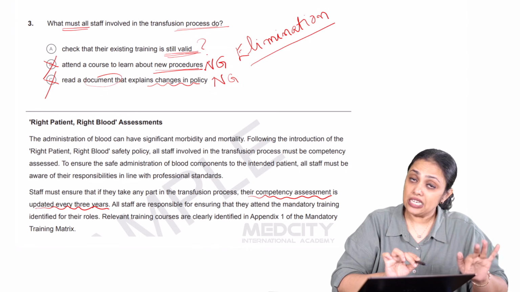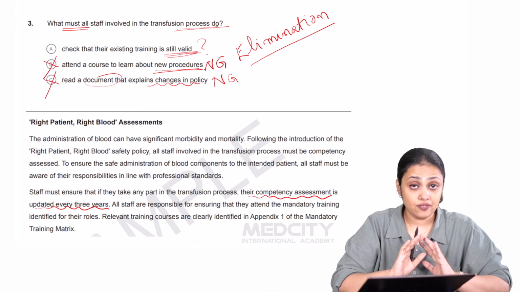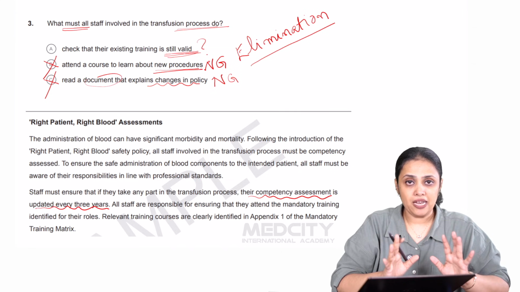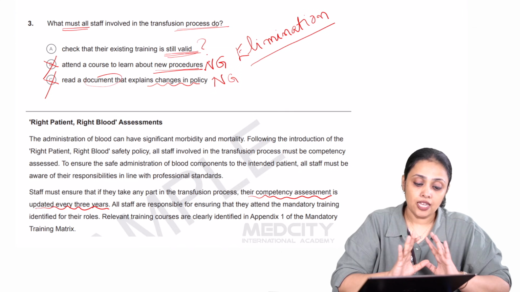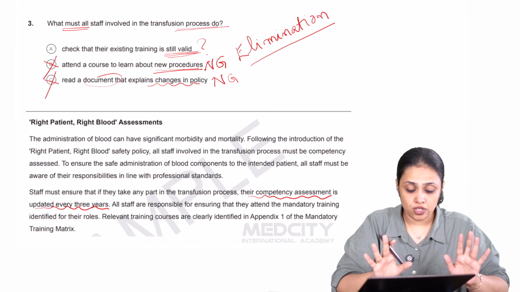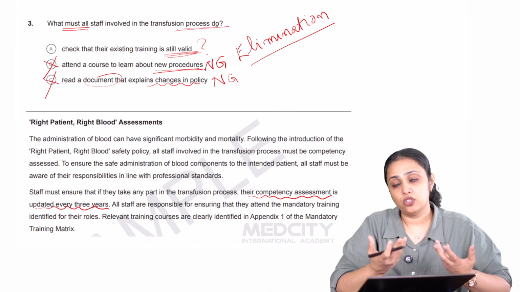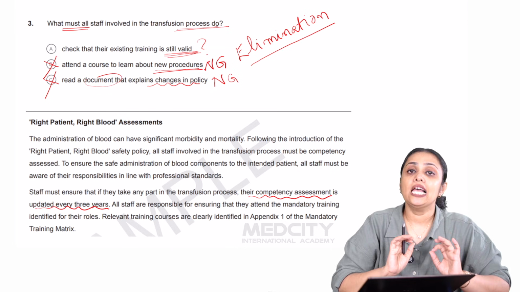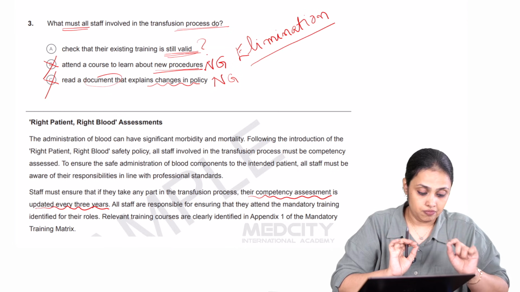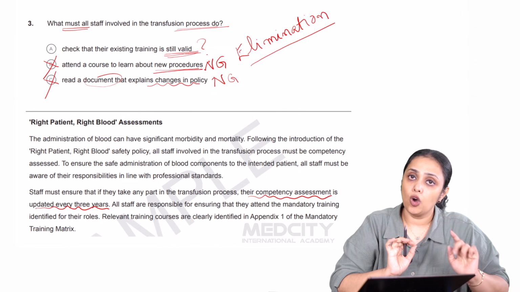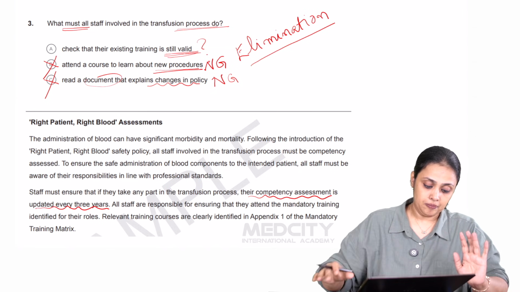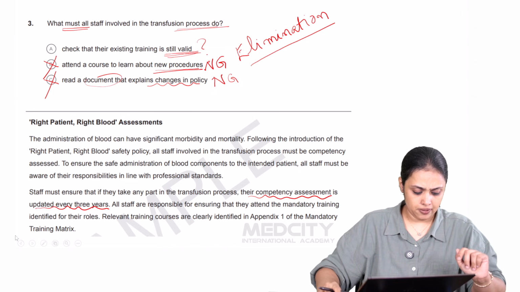In this case, we can easily eliminate options B and C because we have a clear understanding after reading the passage that they have not mentioned learning any new procedures, or reading any document that explains changes in policy. So we can quickly eliminate B and C. Therefore, jumping to the right answer as option A. Hope that is clear. Now let's see one more example.